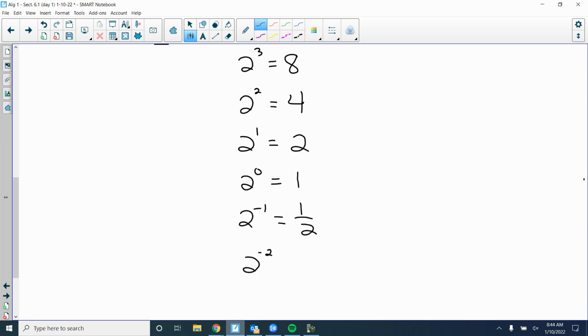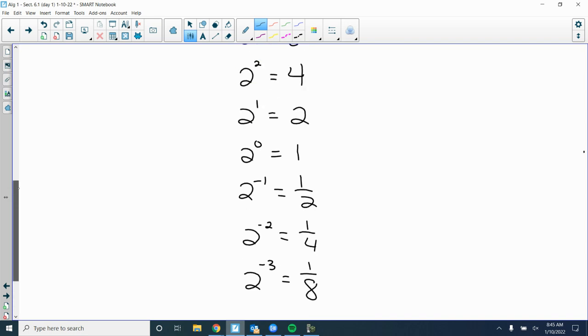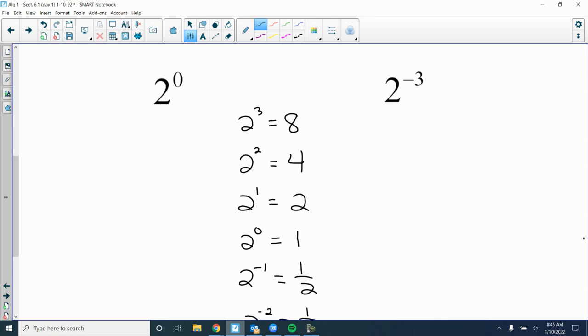Okay, keep it going. 2 to the negative second. What happens when you cut a half in half? You get a fourth. And what happens when you cut a fourth in half? All right, so we got that. This is pretty good here. So what is 2 to the 0 power? I said up above, that is 1. What's 2 to the negative third power?